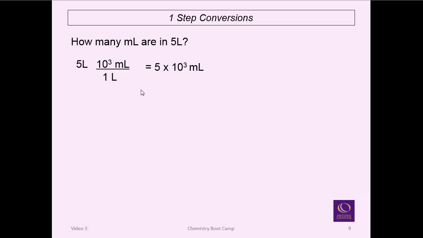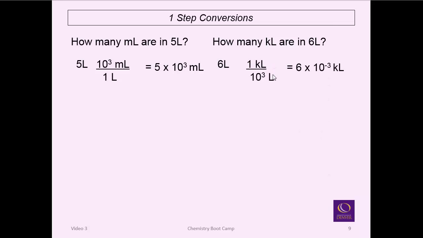Fairly straightforward, 5 times 10 to the third mils. How many kiloliters are in 6 liters? Same sort of setup. Here's what I'm starting with. Here's my conversion factor. Make sure that these set up in such a way that the liters cancel. 6 times 10 to the minus 3 kiloliters.